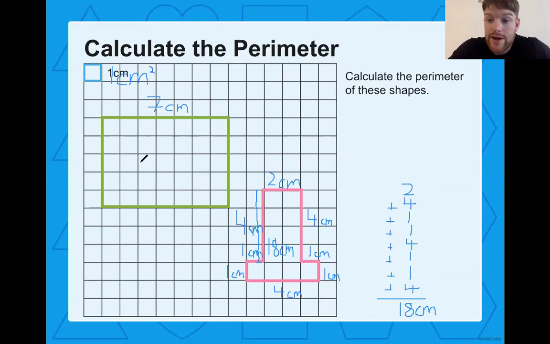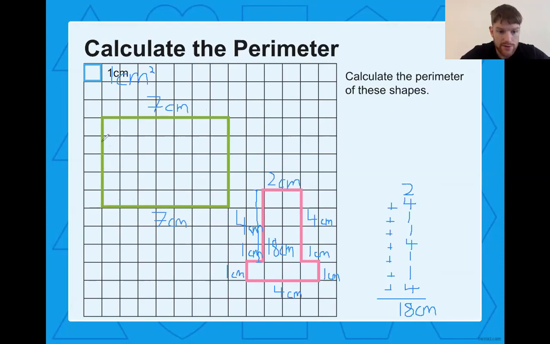Now, because it's a rectangle, I know that this side here will be the same as this side, won't I? Even just looking at it, I can see they're the same length, aren't they? So this will also be 7 centimeters. Now let's look at the other sides.